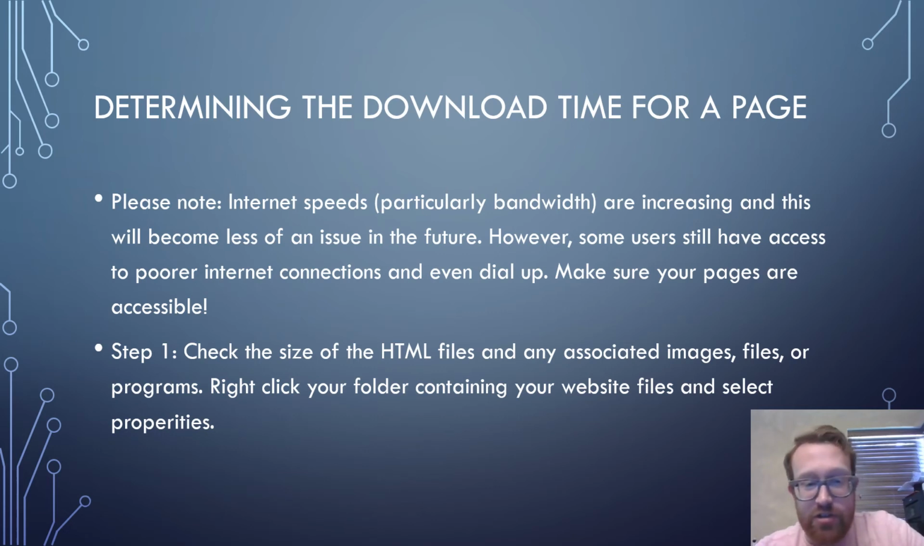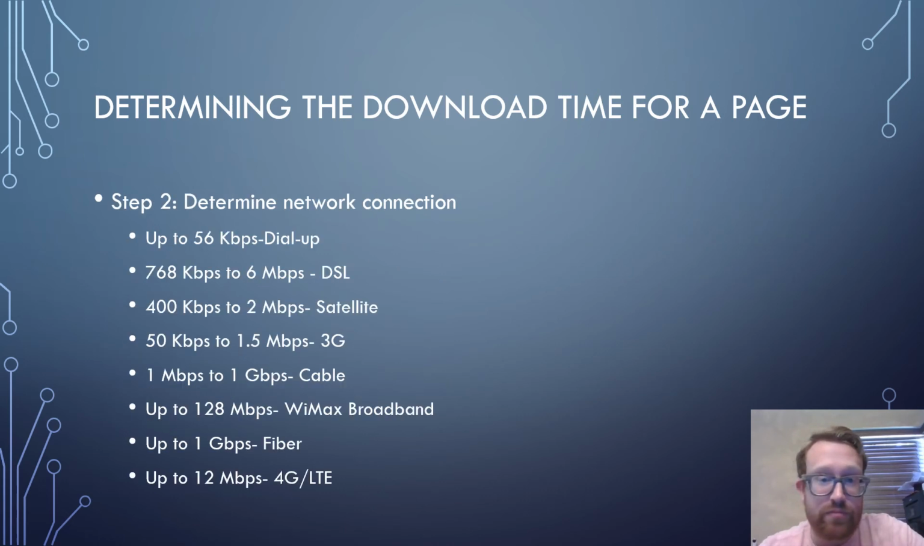So step one, you want to check the size of your HTML files and associated images, files, or programs. To do that, you right-click on your folder containing your website files, because everything should be stored in one folder, and select Properties. Once you select Properties, you'll be able to see the size of the folder. Next, we're going to determine the network connection. Okay, I'm going to go through this rather briefly.